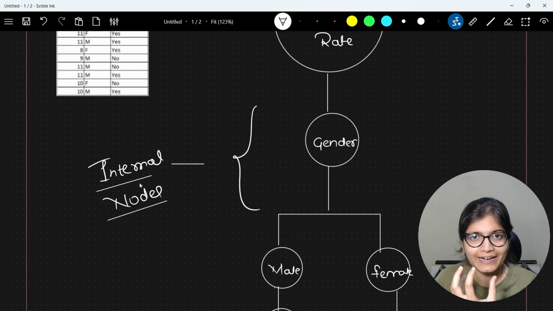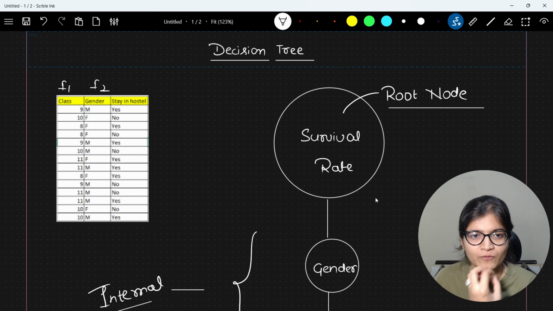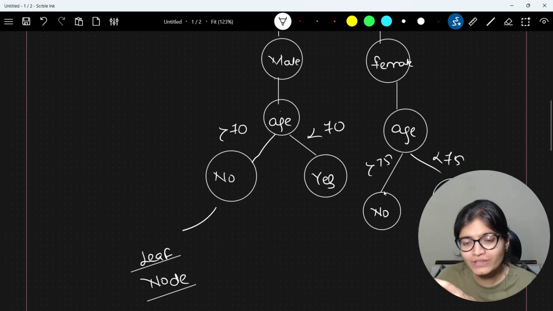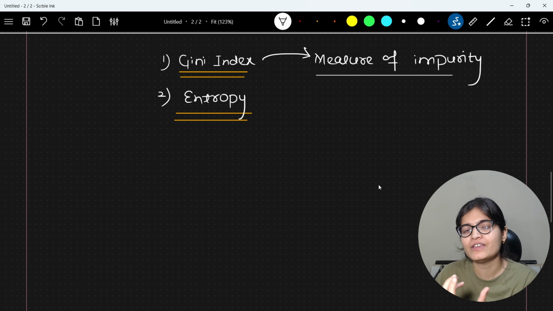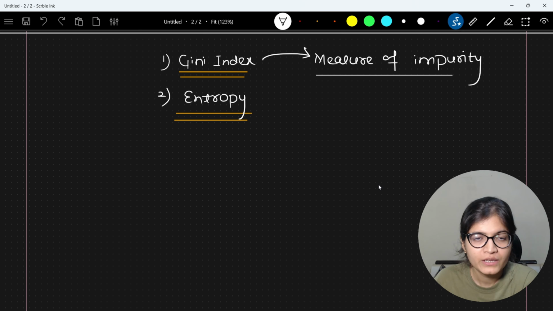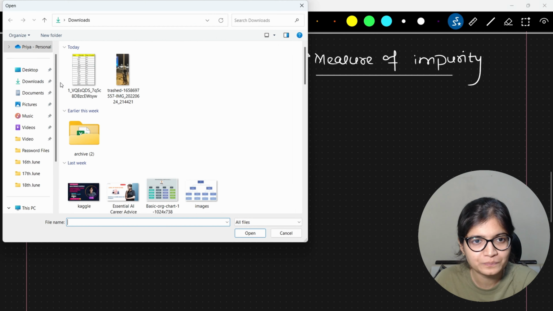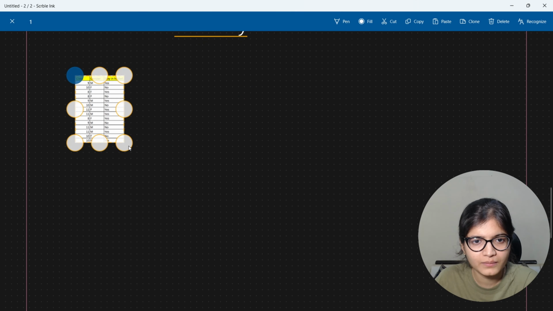So I have to decide, right? Suppose here I have only two features. Which feature can I take as the root node? For that, I have to calculate the Gini index. Whichever has the minimum Gini index value will become my root node, and that's how the complete structure of the tree will be formed. So I'll upload that image on this new page.